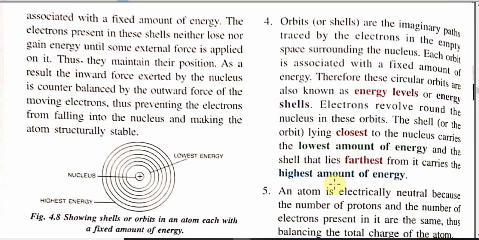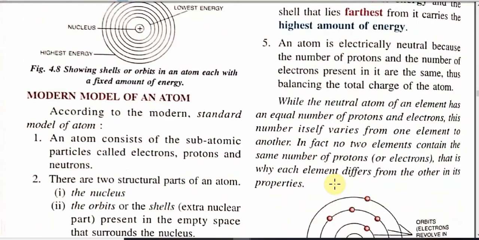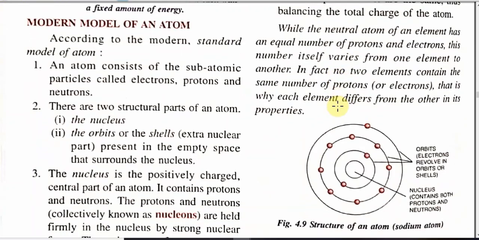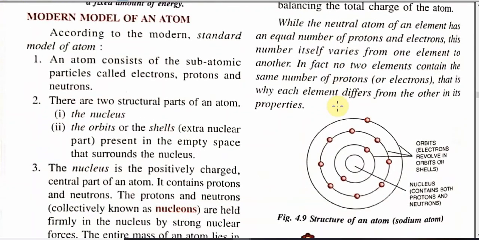Point number 5. An atom is electrically neutral because the number of positive charges by protons is equal to the number of negative charges by electrons. So, number of plus equals number of minus equals no charge. While the neutron is present there, neutrons do not contribute anything to the charge. Neutrons only contribute towards the mass.